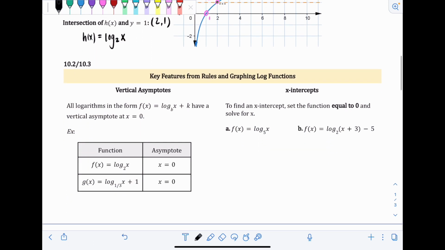Okay, so the next section is going to combine 10.2 and 10.3. 10.2 is writing the key features from rules, and then 10.3 is going to be taking it all together and just going ahead and graphing it.